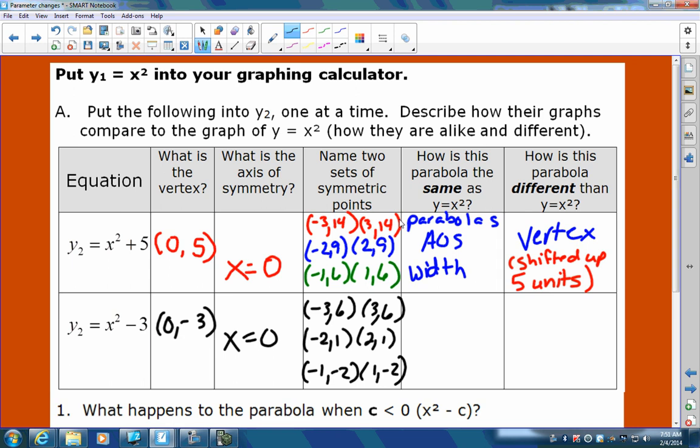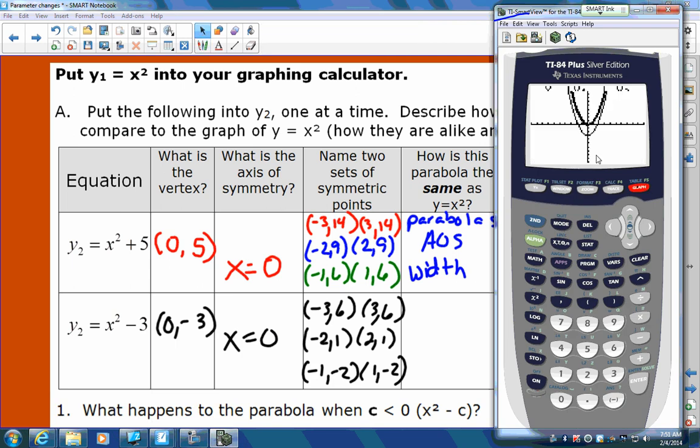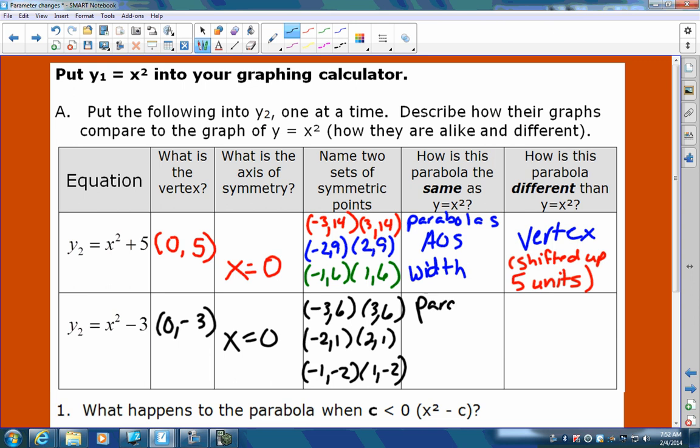When they ask, how are they the same? When you look at your graph, they are both parabolas. They have the same AOS, which is x equals 0. And they have the same width. I'm going to talk about that in just a second. So I'm going to write parabola, AOS, and width.